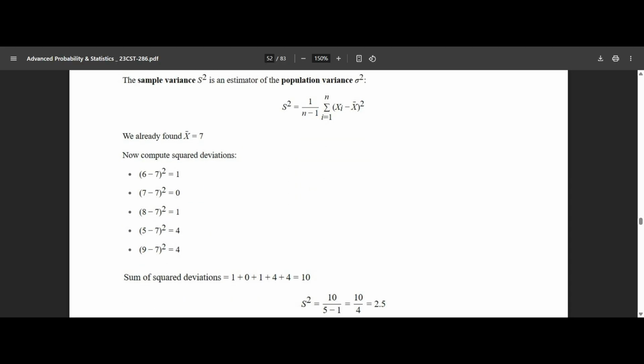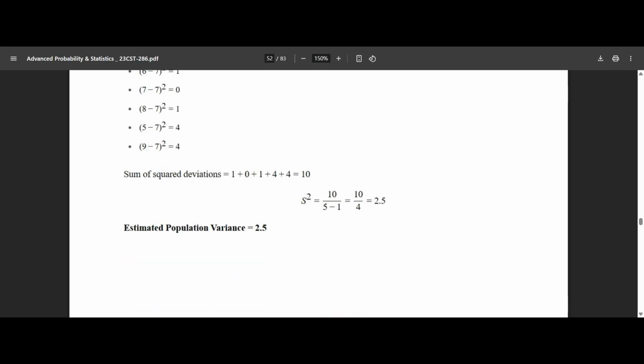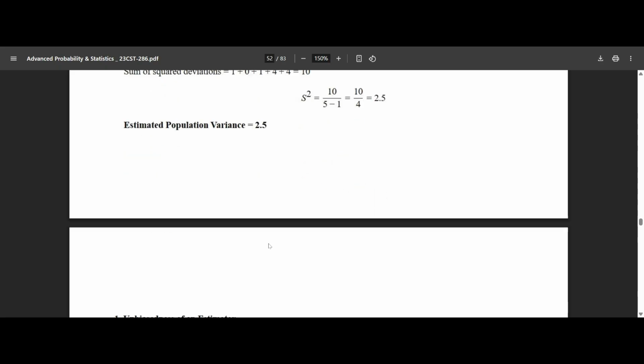Now, why we use n minus 1 instead of n, I had discussed in the unit 1 video. So if you haven't seen that yet, kindly go and check out that video. After solving, we find out that S squared is 2.5. So the estimated population variance is 2.5.